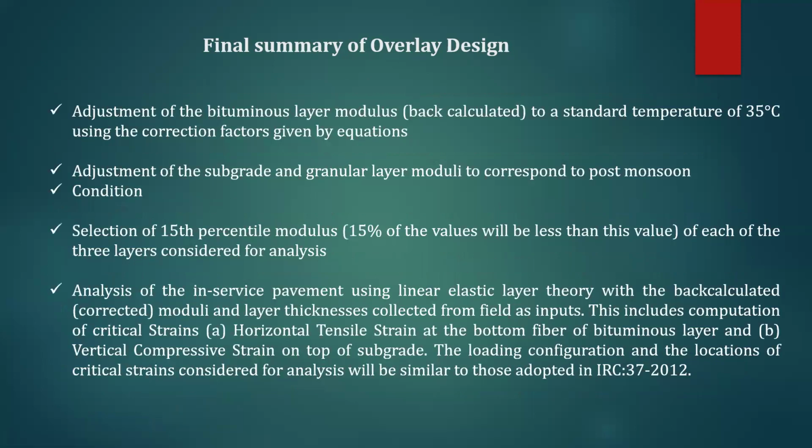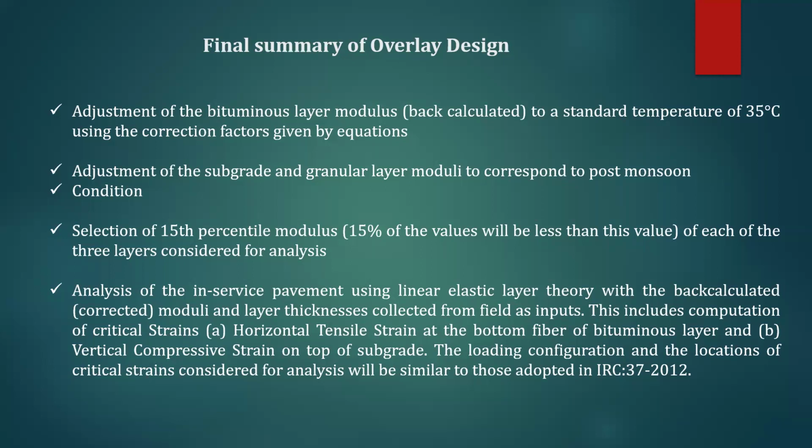After getting the adjusted bituminous layer modulus from the back calculation, we have to go for temperature correction and the monsoon condition corrections I have told. At the end you have some 9 sections, with different elastic moduli for bituminous layers, granular layers and subgrade layer. So definitely you have to go for consideration of the 15th percentile modulus. You have a set of values, and you can do that in Excel also.